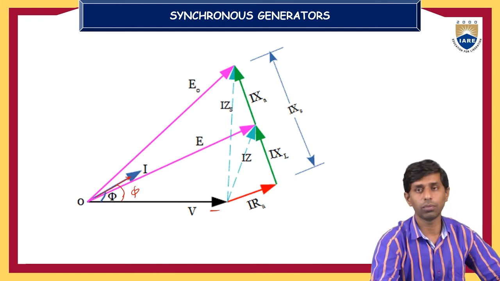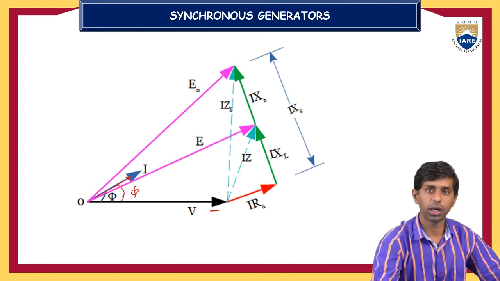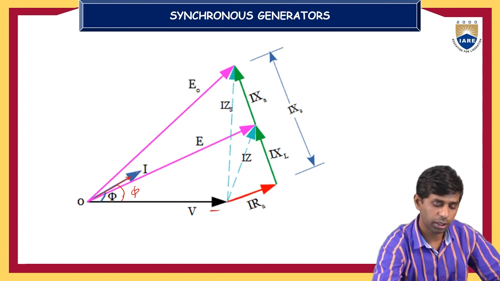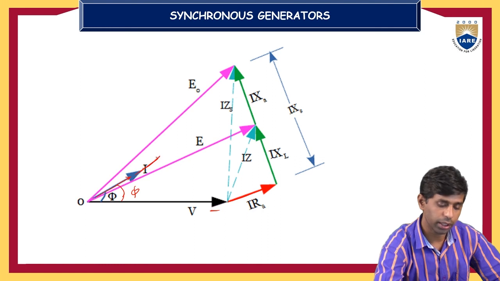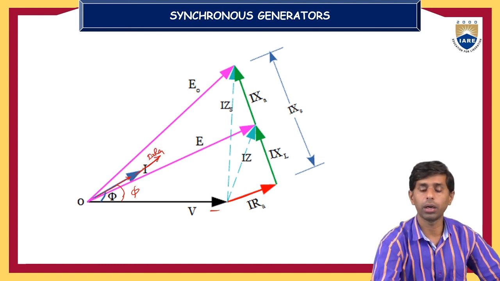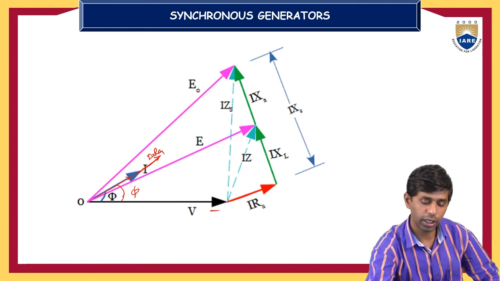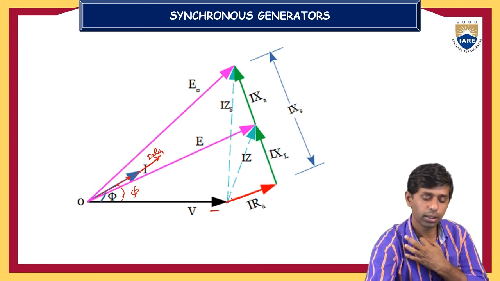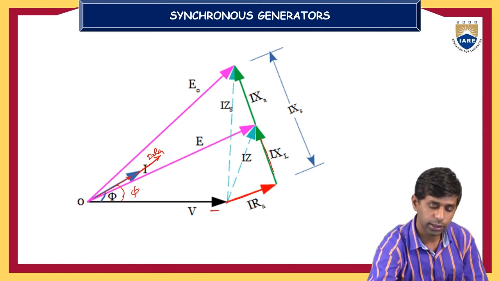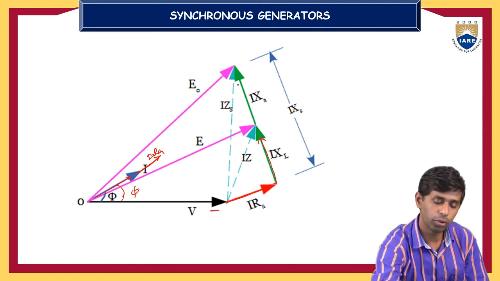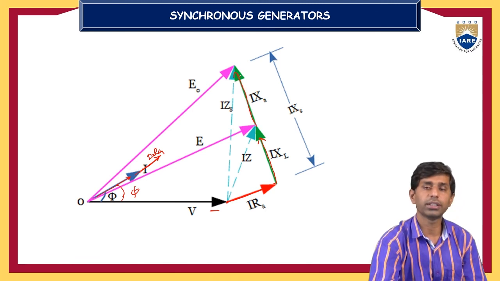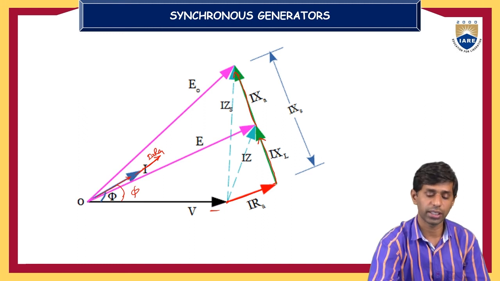Current always leads the voltage by a power angle called phi. Next, the IARA drop should be parallel to the IA. So from V I am drawing a parallel line to IA that represents the IARA drop. Then the IAXL drop will be the drop due to leakage reactance. This will be the drop due to synchronous armature reaction reactance.